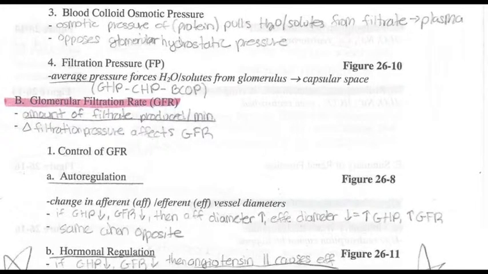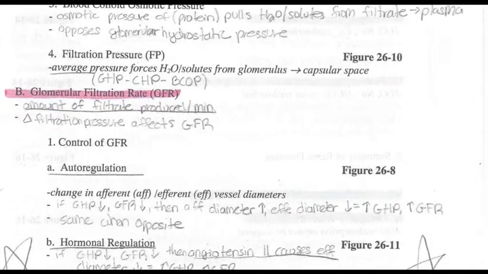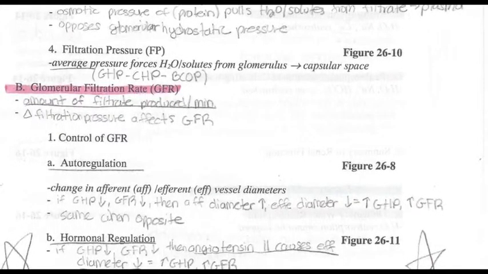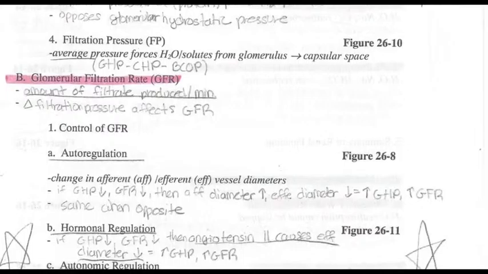B. Glomerular filtration rate, abbreviated GFR. This is the amount of filtrate produced per minute. A change in filtration pressure affects GFR.